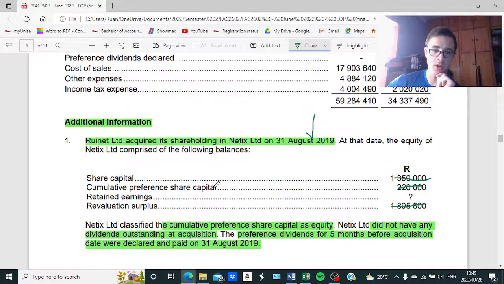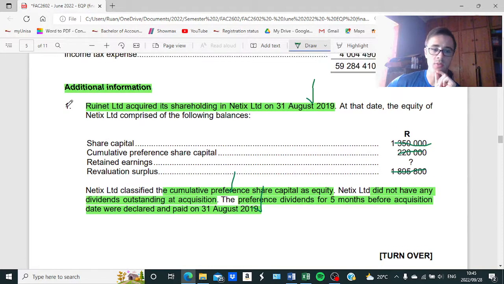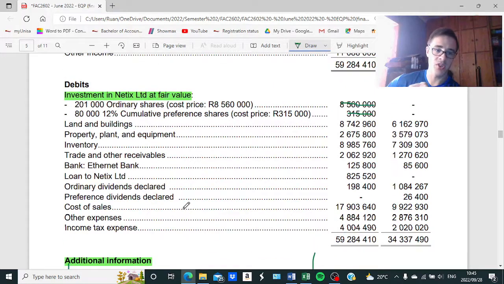Let's move on to point 2. Remember we still need to calculate the retained earnings balance using all the information that follows. We will just cross out this one because we're done with it.